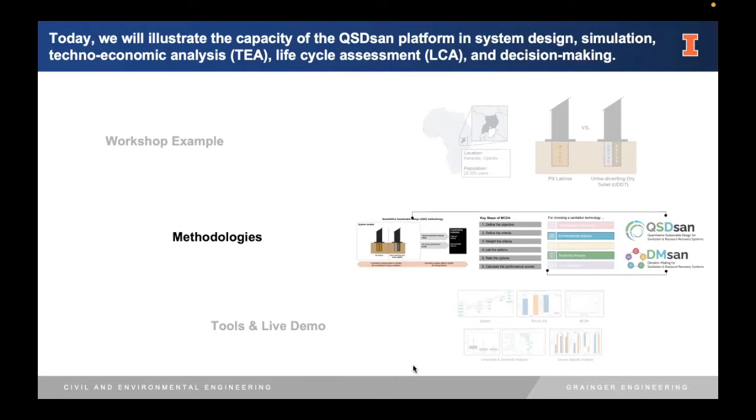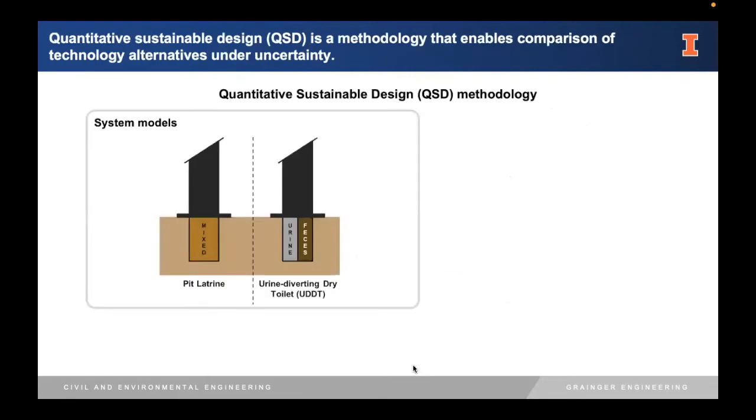Thanks, Hannah. In this section, I will talk about the methodologies we use to evaluate or compare different technology alternatives. Imagine, for example, we have a system, we have models for the two toilet alternatives, and we've already seen, we care about costs, we care about environmental impacts, and for those things, we want to be able to quantitatively evaluate them so that we can make a reasonable comparison between different alternatives.